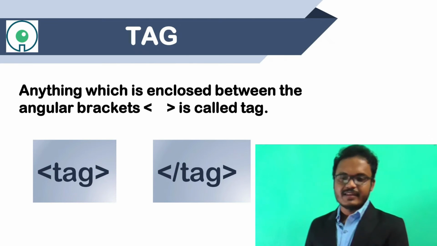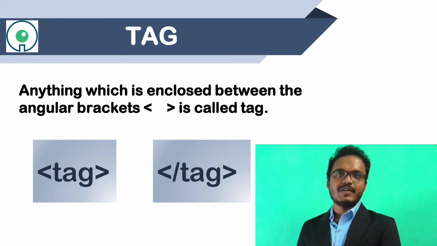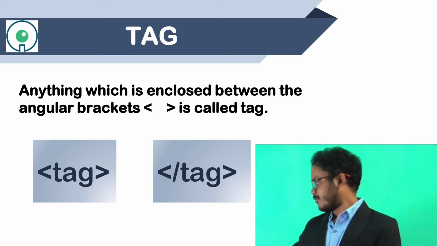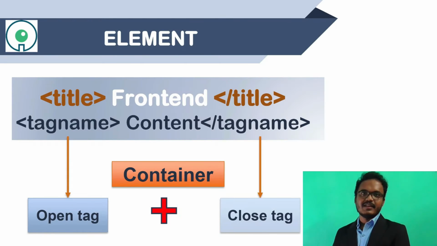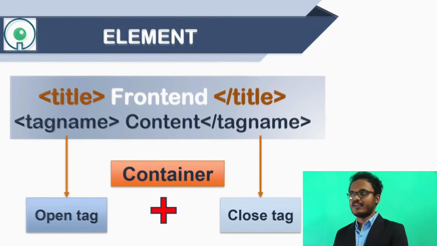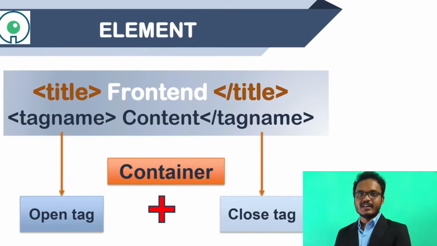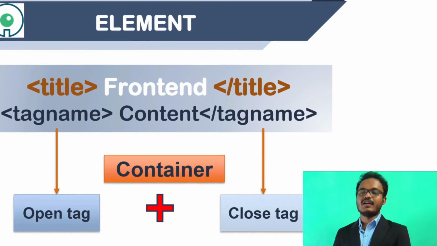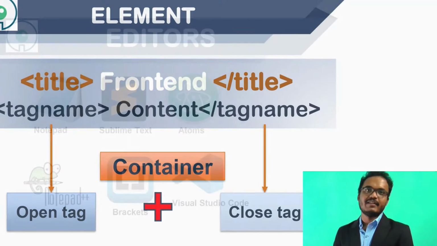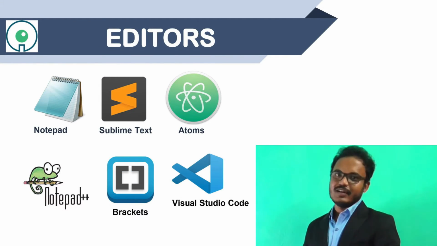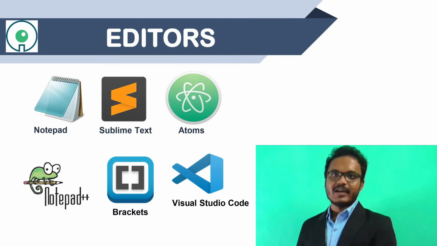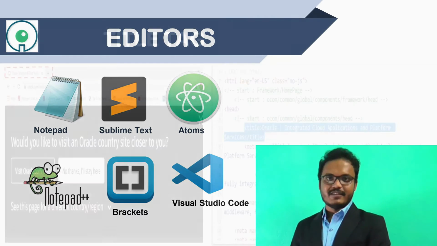Now, what is a tag? Anything enclosed between the angular brackets is called a tag. This is the opening tag and this is the closing tag. What is an element? When the opening tag and the closing tag are together, it is called an element. Then what is a container? Opening tag, then content, and then closing tag all together are called a container. Here are some editors where we can write our HTML code like Notepad++, Notepad, Visual Code, etc.